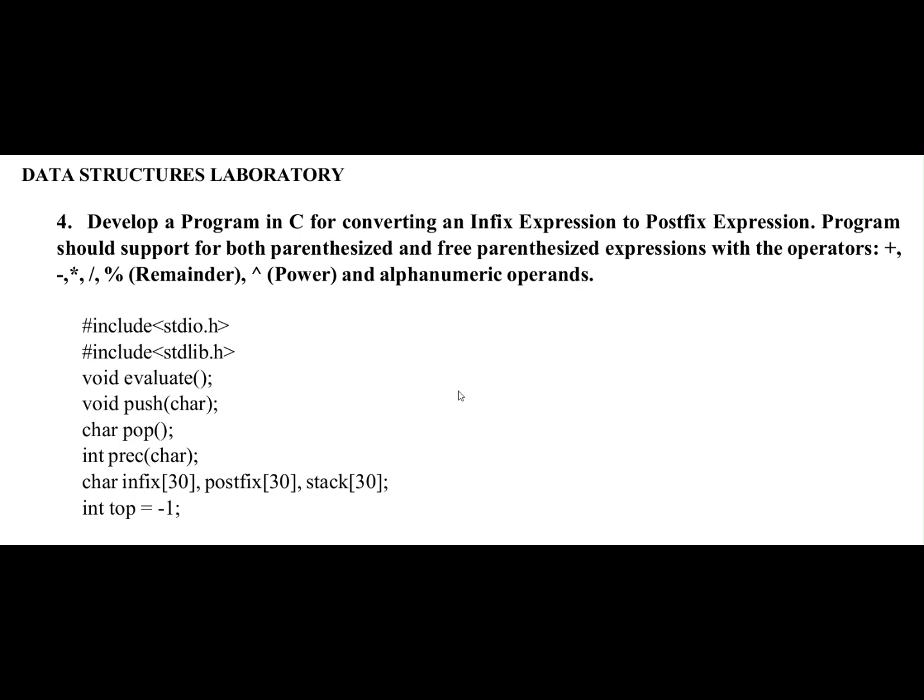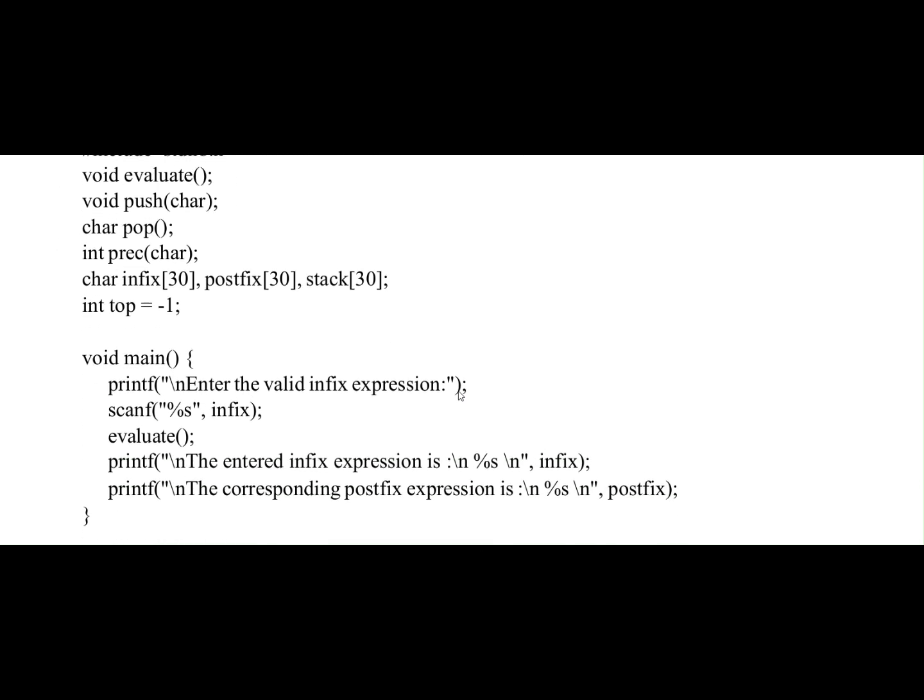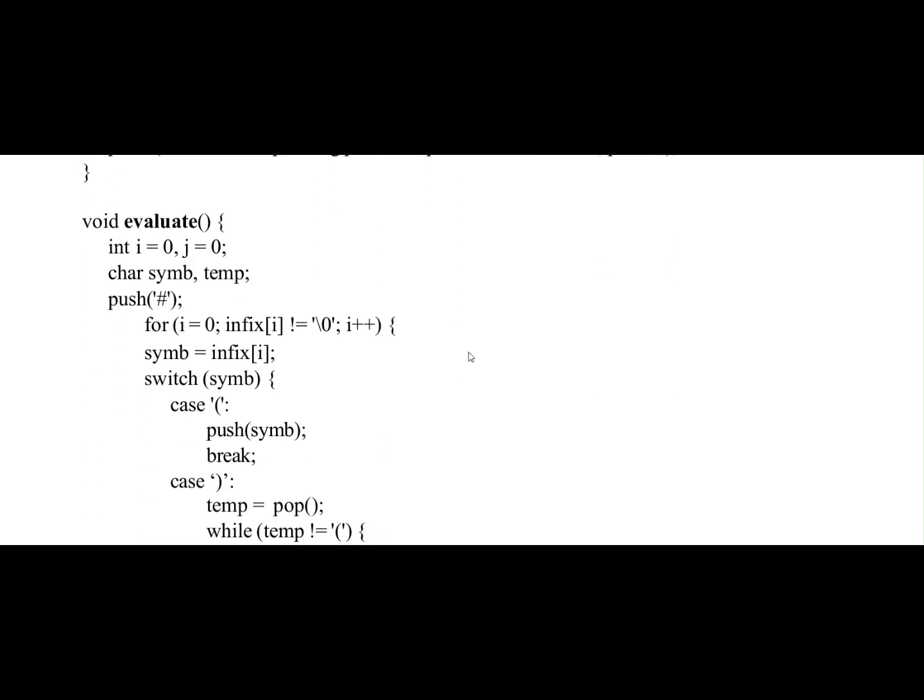So we have included two header files, that is stdio.h and stdlib.h, and we are declaring void evaluate, void push, character pop, and three character arrays: infix, postfix, and stack. We are taking an empty stack, that is top is equal to -1. In the main function, we are asking the user to enter an infix expression, taking the user input using scanf, and then calling the evaluate function. After calling the evaluate function, we are printing the entered expression, that is infix, and the corresponding postfix expression after conversion, that is postfix.